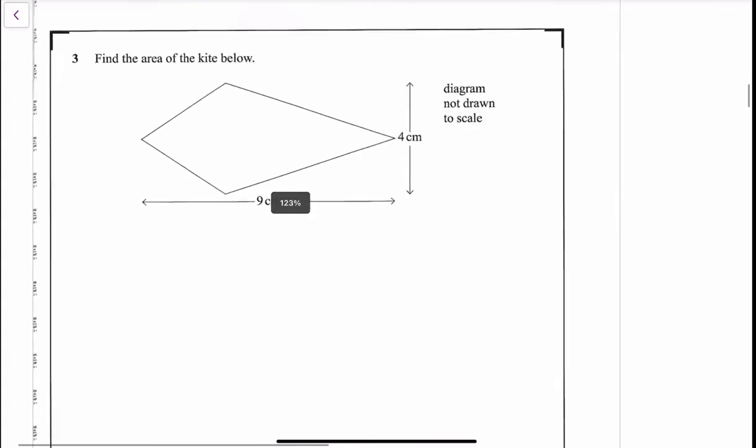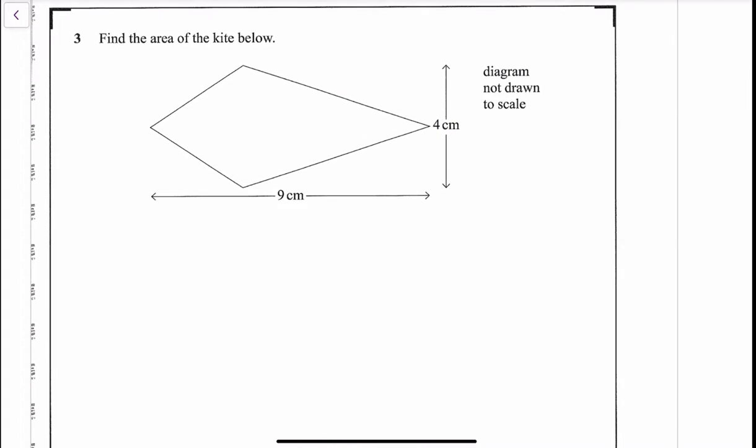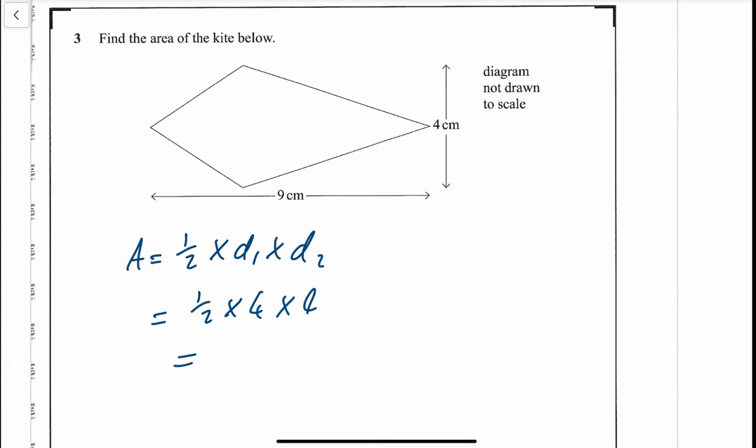Next question is a nice easy question. It says find the area of this kite below. For a kite, the area is a half times diagonal 1 times diagonal 2. So in this case, a half times 4 times 9. You can do that without a calculator. Half times 4 is 2, times 9 is 18 centimetres squared.